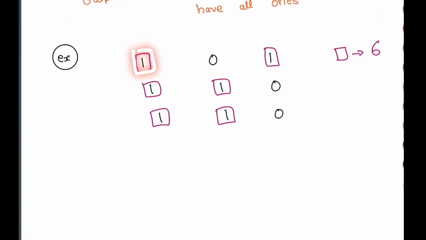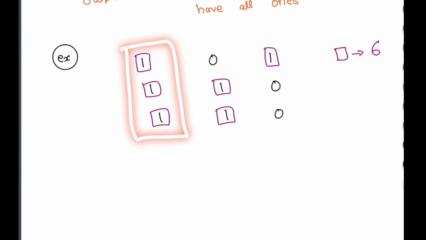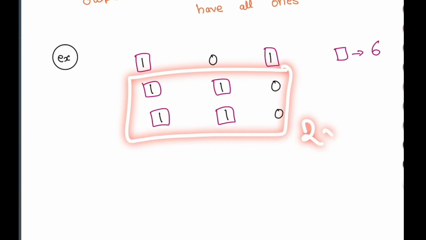So basically, you have to form a rectangle. This is a valid rectangle, right? Of size 1 by 1. So this is a valid submatrix. This is a valid rectangle of size 1 by 2. This is a valid rectangle of size 1 by 3. This is a valid rectangle of size 3 by 1, right? This is a valid rectangle of size 2 by 2. This is a valid rectangle of size 2 by 3.